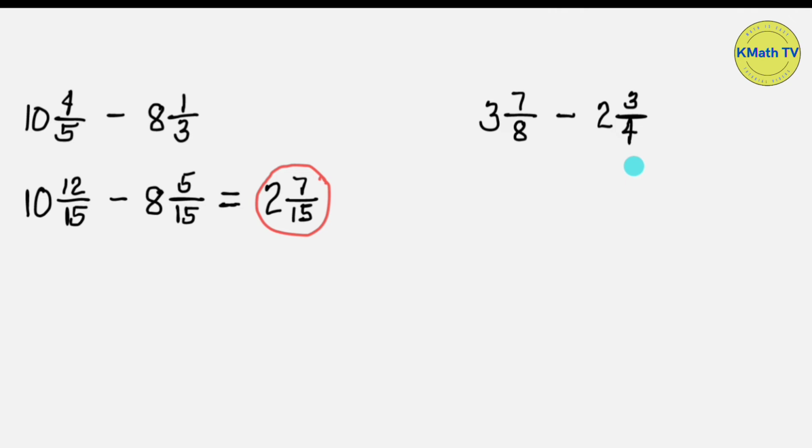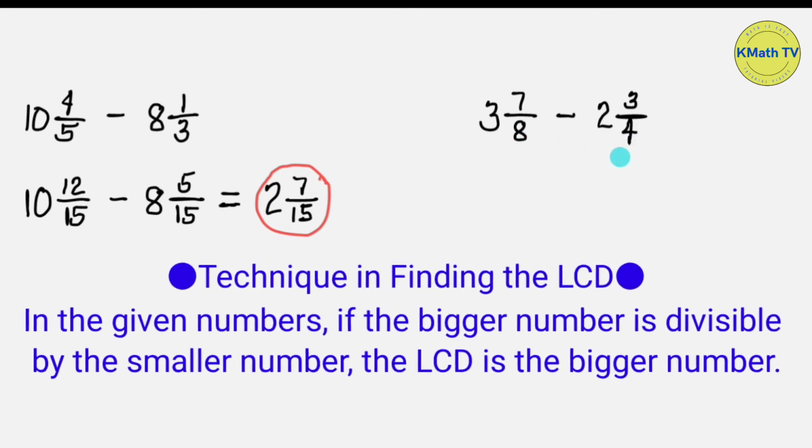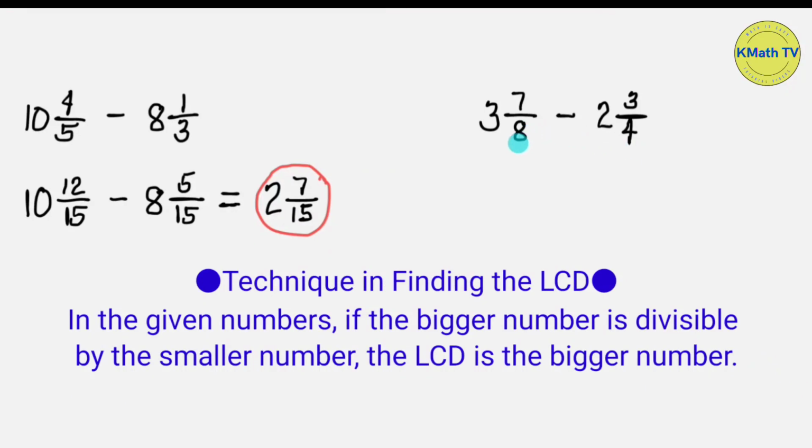But in this problem, I'll show you the technique in finding the LCD. Okay, let's take a look at the denominators. 8 and 4. The bigger number is 8 and the smaller number is 4. Is the bigger number 8 divisible by the smaller number 4? Yes. Therefore, the LCD of 8 and 4 is 8.